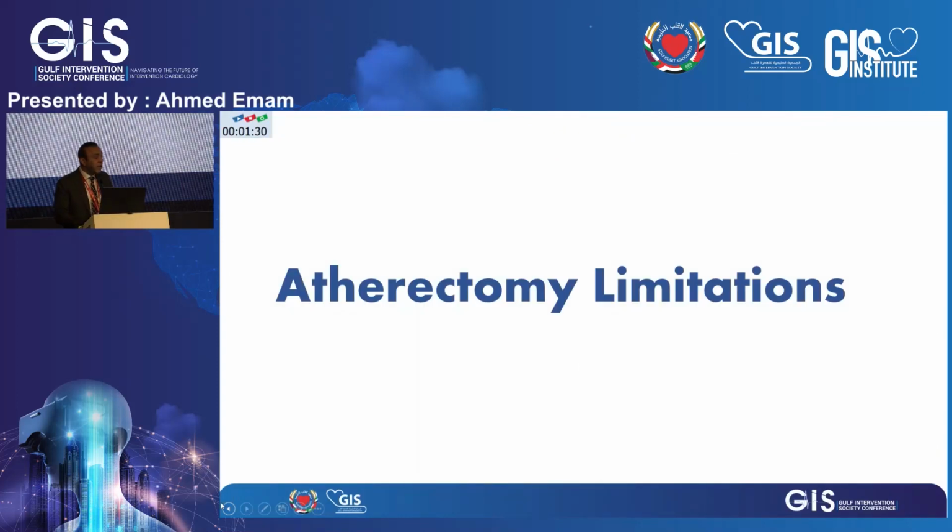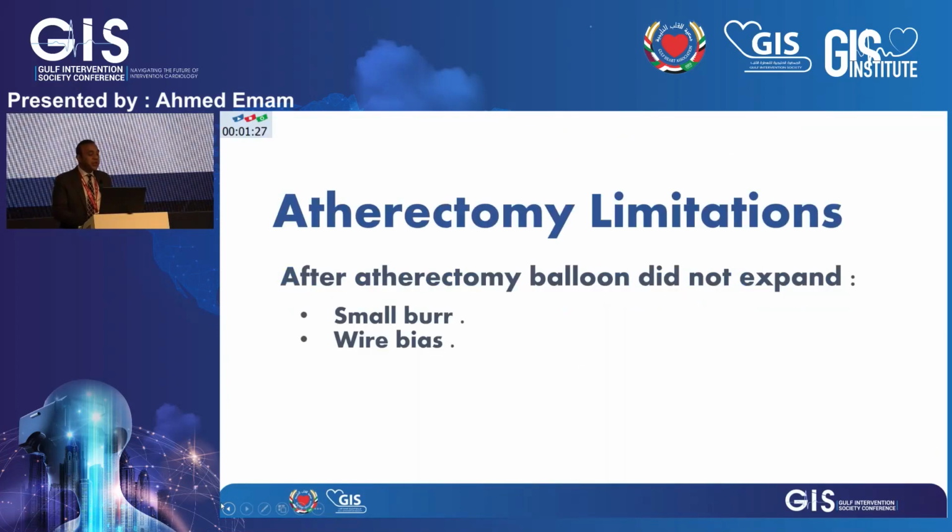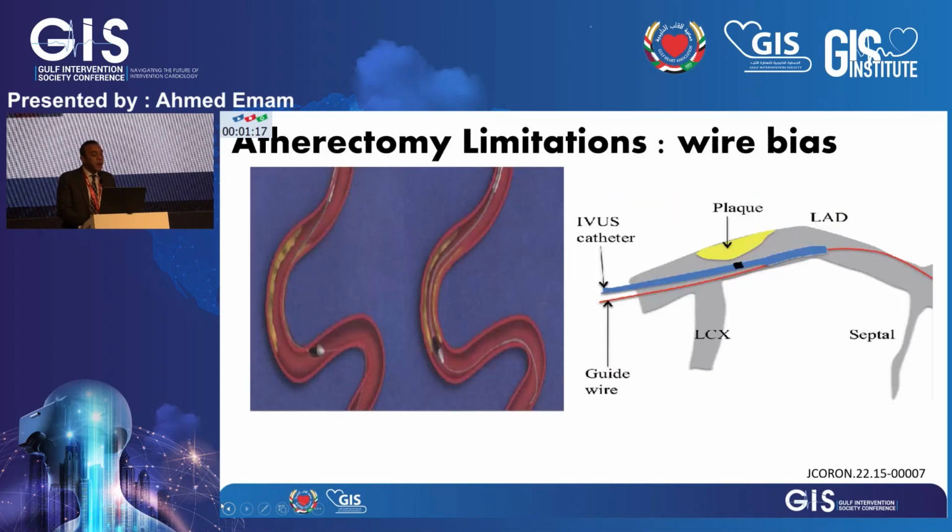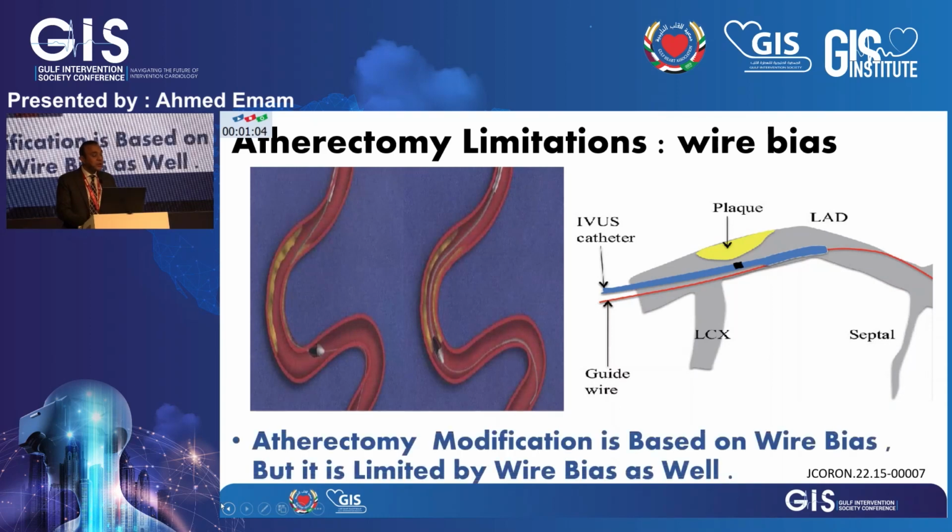What is the limitation for atherectomy? The main limitation is when you did atherectomy, but the balloon did not expand. This is either because the burr is small or there is wire bias. Wire bias means that the rota is pushed away from the plaque, as you can see here. So you are not getting the favorable effect that you wish. So atherectomy or modification by orbital or rota is based on the wire bias, but unfortunately, it's also limited by the same bias.